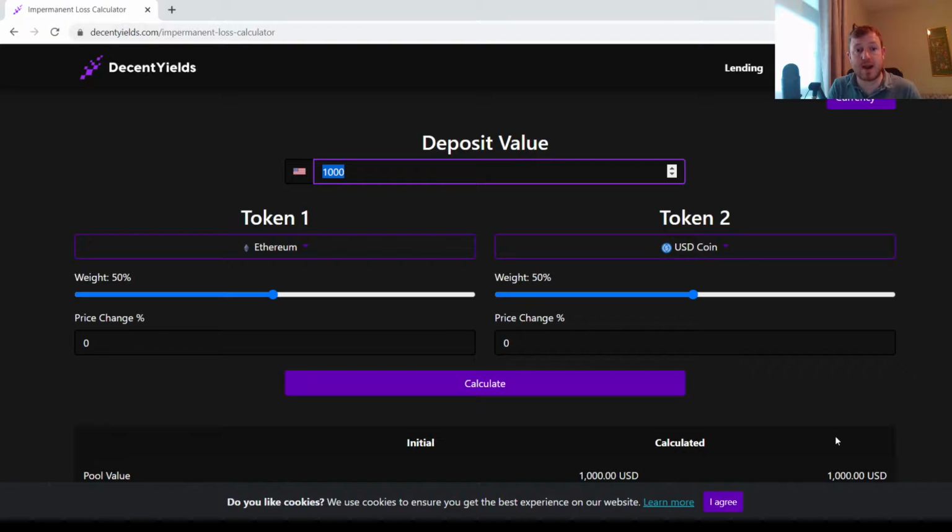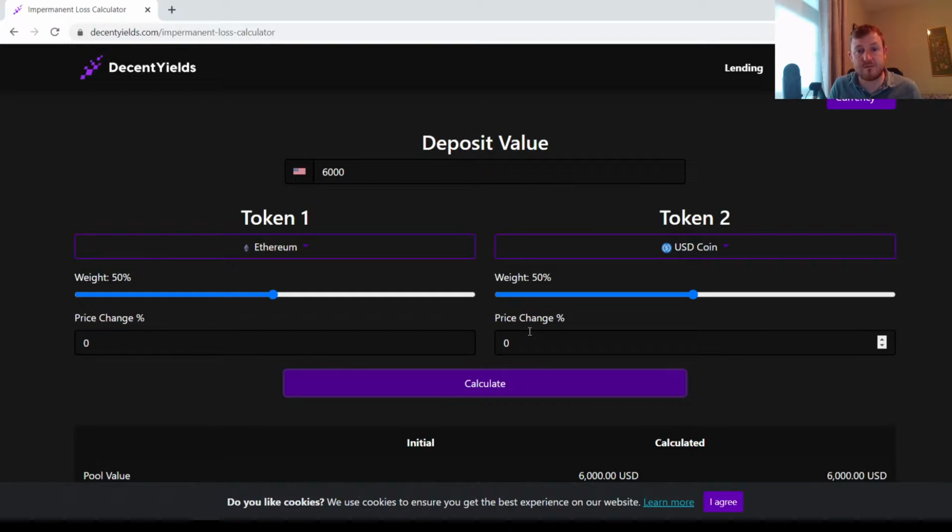Let's continue on here with my example. So I want to deposit a total value of $6,000 into the liquidity pool. So I'm just going to put in $6,000 here into my calculator, and it is going to be split 50% into ETH and 50% into USDC. So split 50-50 at the moment, that is around 1 ETH and $3,000 worth of USDC.